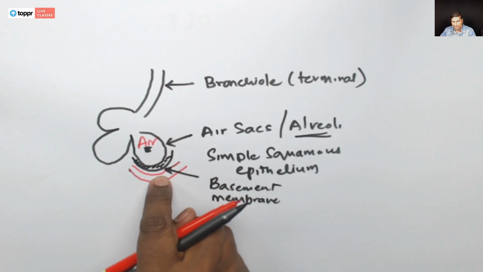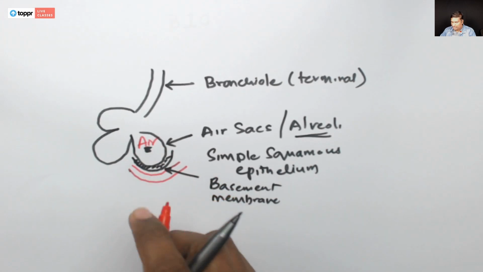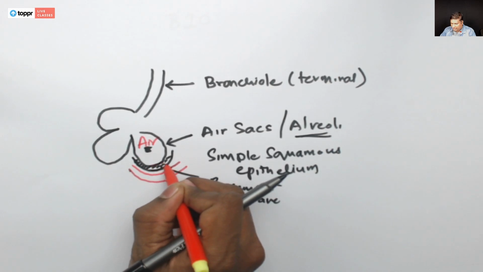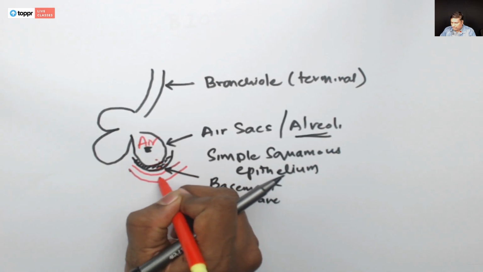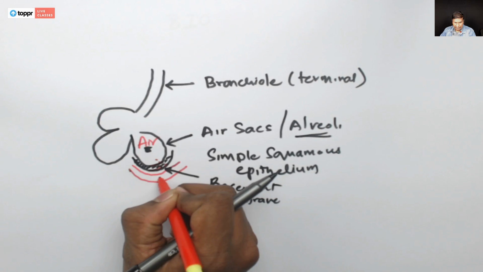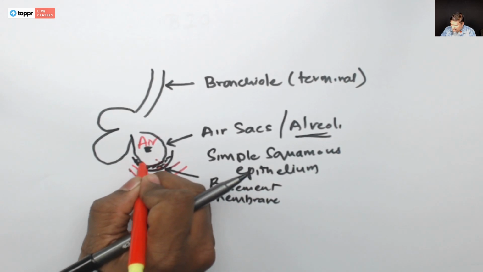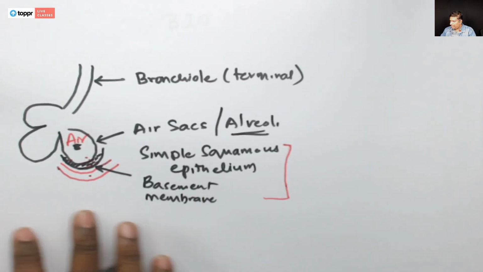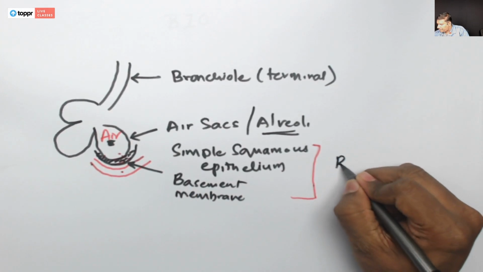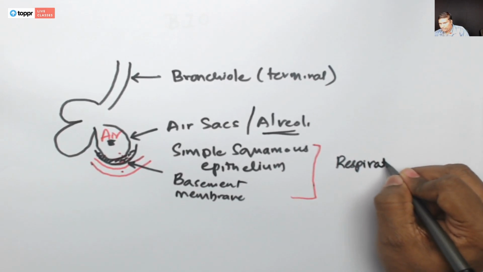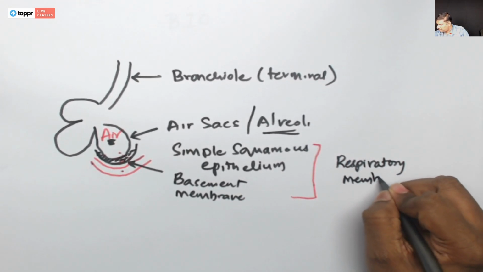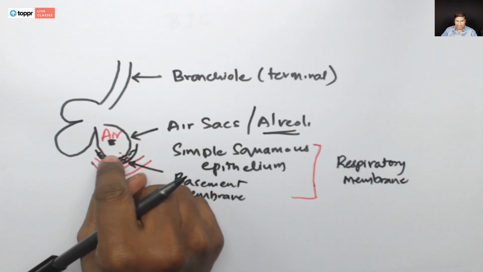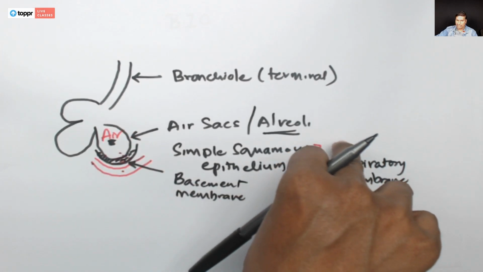from the blood capillaries is two layers, the epithelium layer and the basement membrane. This air has to move all the way to the blood capillaries over here. If it crosses both, it will simply enter the capillaries. So this squamous epithelial layer and the basement membrane together are called the respiratory membrane.